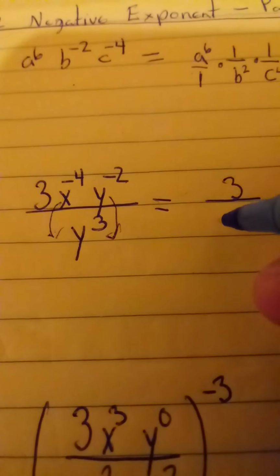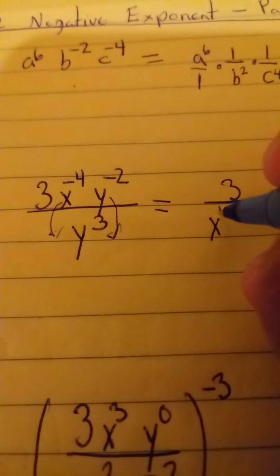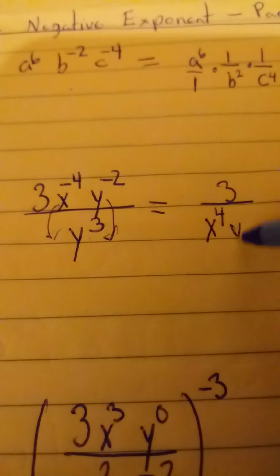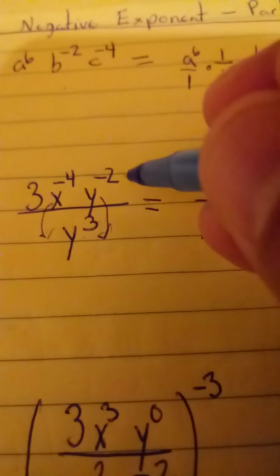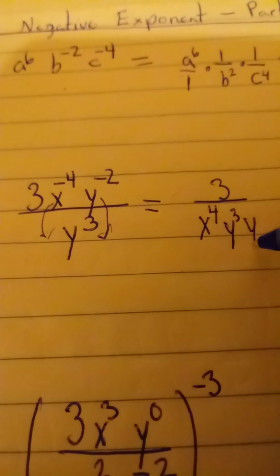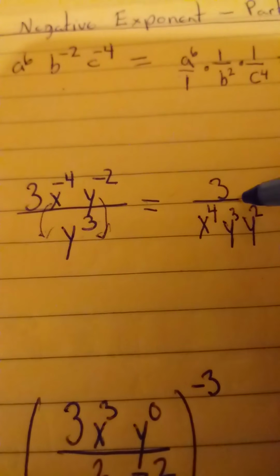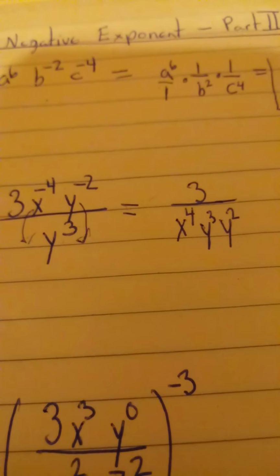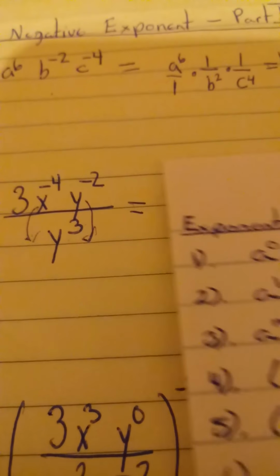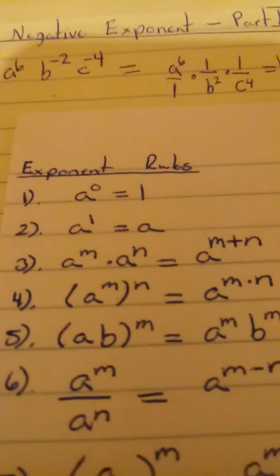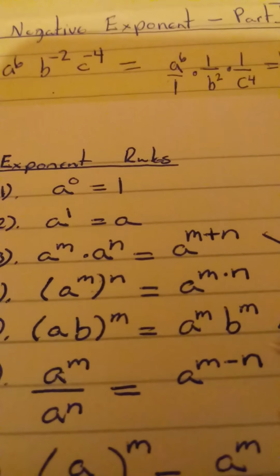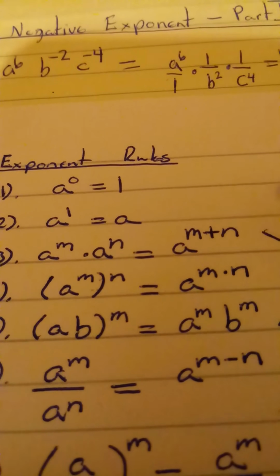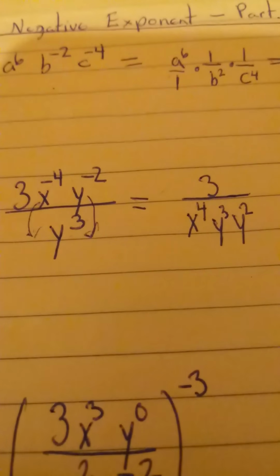So you're going to have x to the fourth. Remember, this y to the third was already positive, so it was already there. And we're going to move down the y squared. So once again, that is the shortcut to that one. And once again, we're going to apply the product rule for the y's. Since we have the same base, we're going to keep the base and add the exponents.